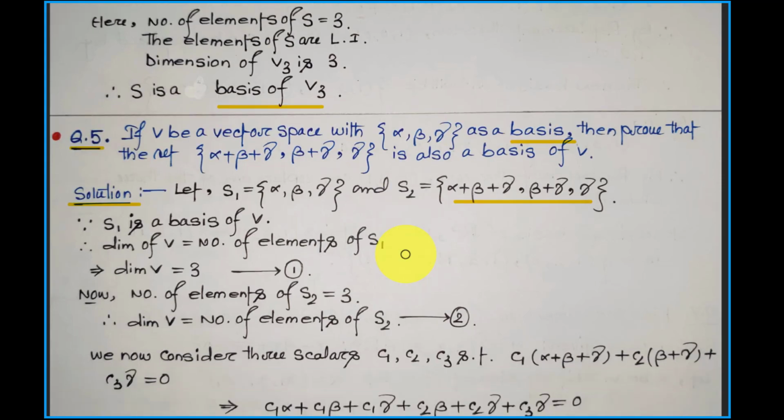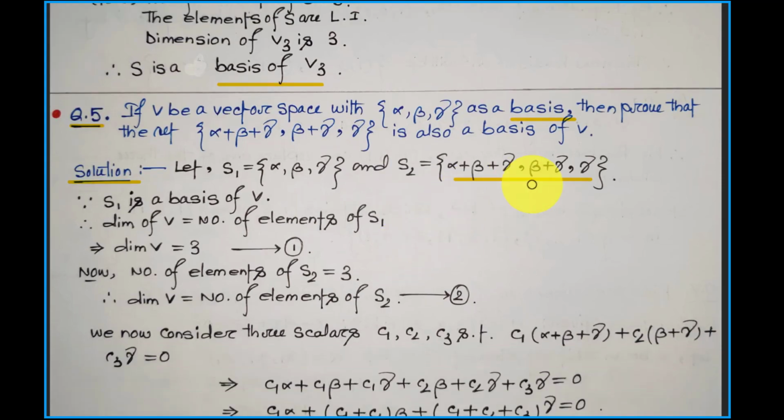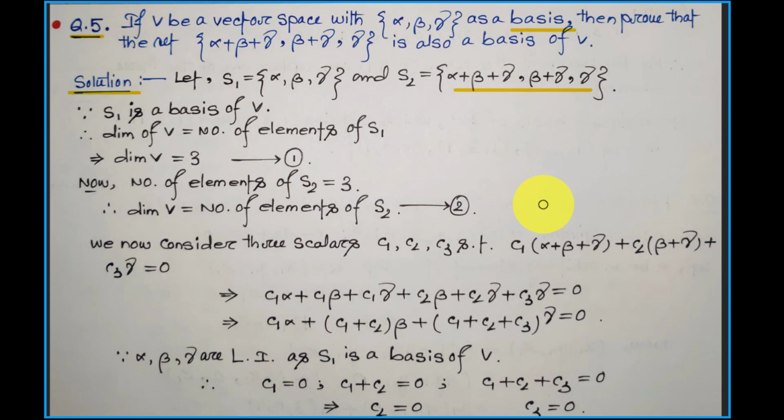So let us verify whether these elements are linearly independent or not. To do so, let us consider any three arbitrary elements C1, C2, C3 such that C1 into alpha plus beta plus gamma plus C2 into beta plus gamma plus C3 into gamma equals 0, which implies C1 into alpha plus C1 into beta plus C1 into gamma plus C2 into beta plus C2 into gamma plus C3 into gamma equals 0.